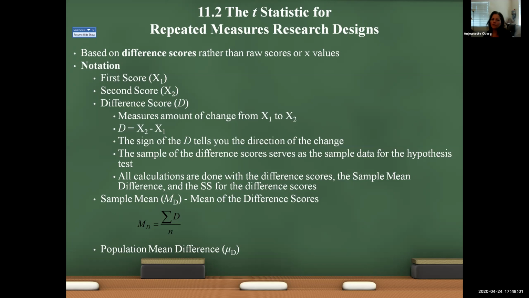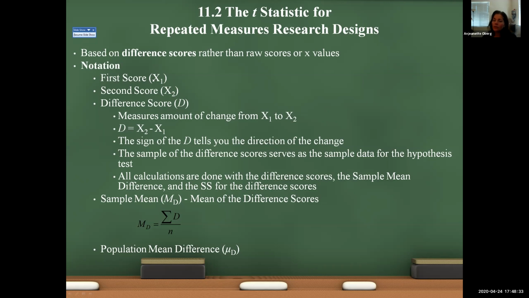Okay? So our notation differs a little bit in that now instead of having 2 groups, we have 2 scores, right? So we have score 1 for participant X and score 2 for participant X. We'll have score 1 for participant Y and score 2 for participant Y. And then each participant will also have a difference score, okay? So I shouldn't say participant 1 or participant 2, this is just saying the score for the first measurement and the score for the second measurement, and then their difference score.